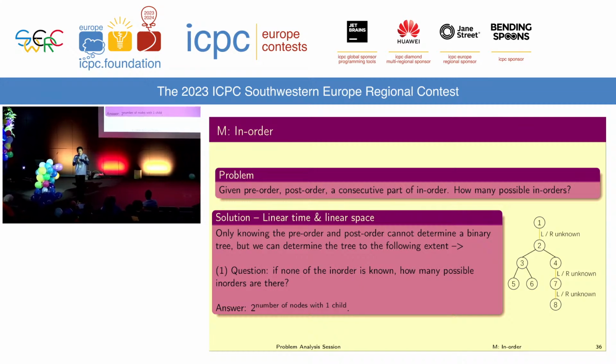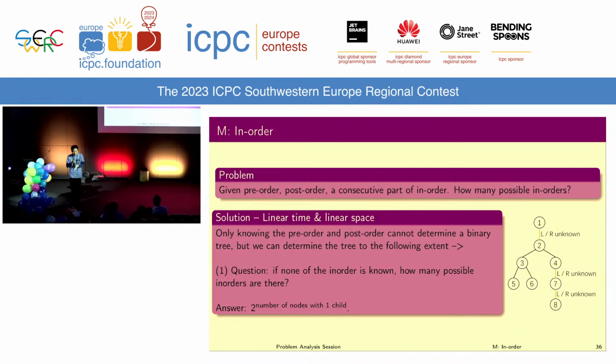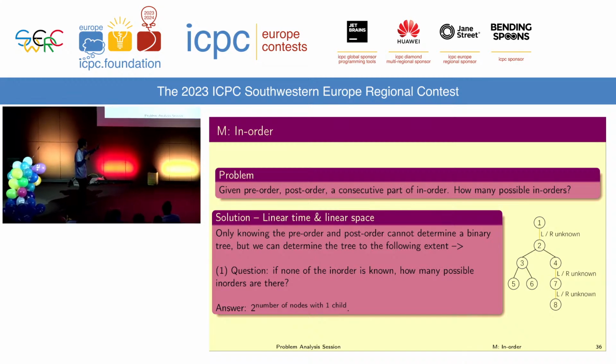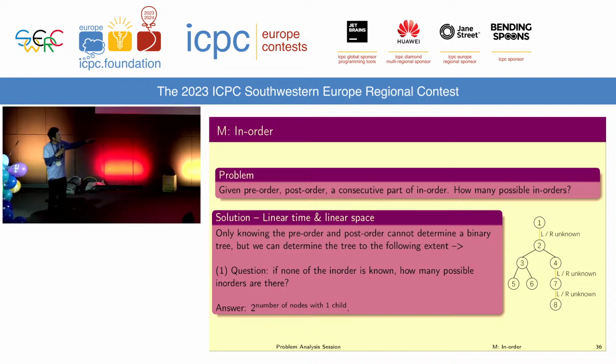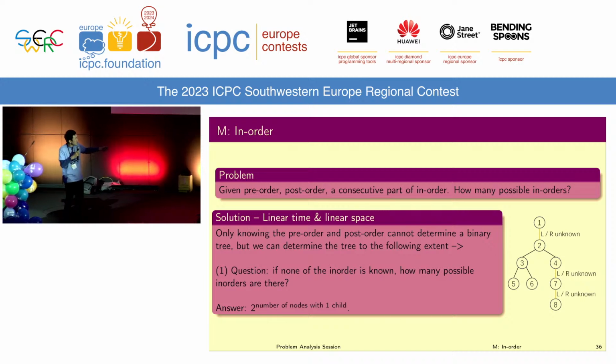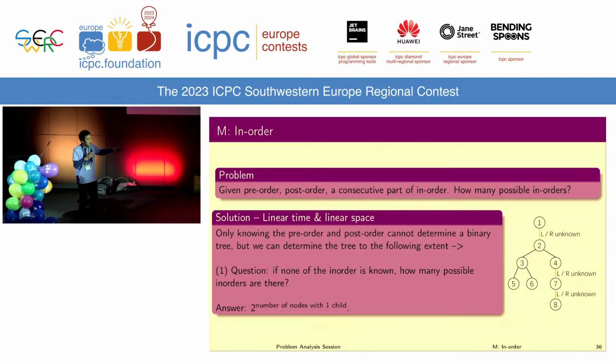But how much can you determine? You can determine to the following extent. It means that if some node only has 1 child, you don't know whether it is the left child or the right child. If some node has no child, there is nothing to tell. But if it has 2 children, then it's determined. So we can determine the tree to this level. And now we have 6 subtasks.